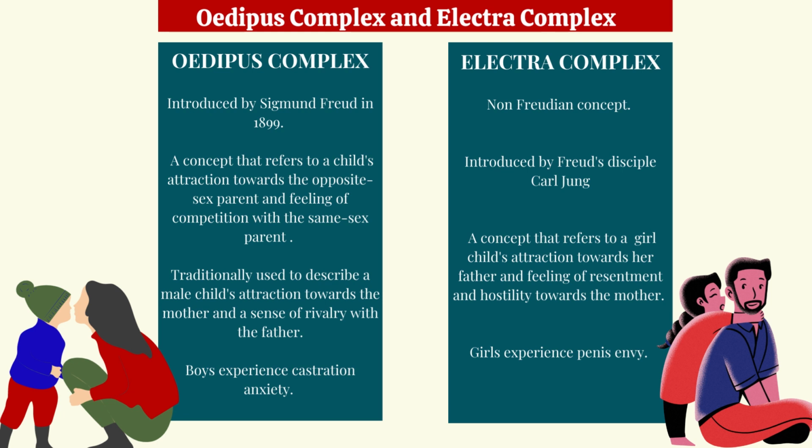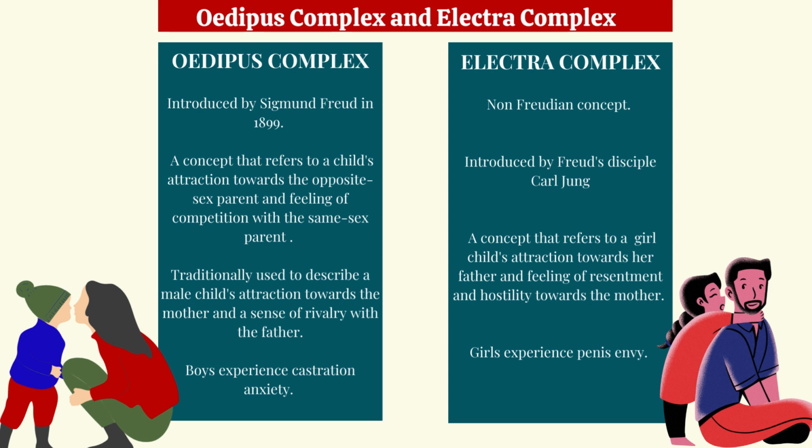That is a boy child. Traditionally, Freud talks about the male child. So it describes a male child's attraction towards the mother, that is the opposite sex parent, and he feels a sort of rivalry with the same sex parent, that is his father. Okay, and he said that boys experience a sort of castration anxiety. Castration anxiety refers to a sort of fear that the boy child feels that he will be punished by the father for these feelings for his mother. This is called castration anxiety. So, this is Freud's concept of the Oedipus complex.